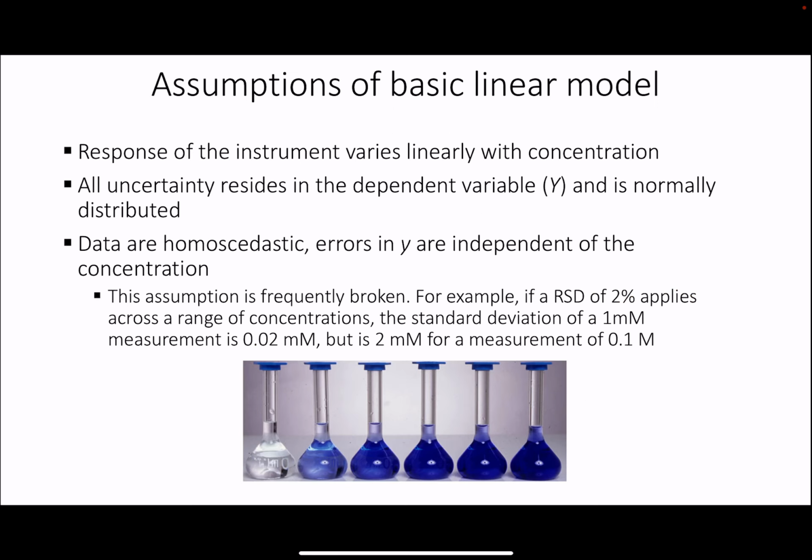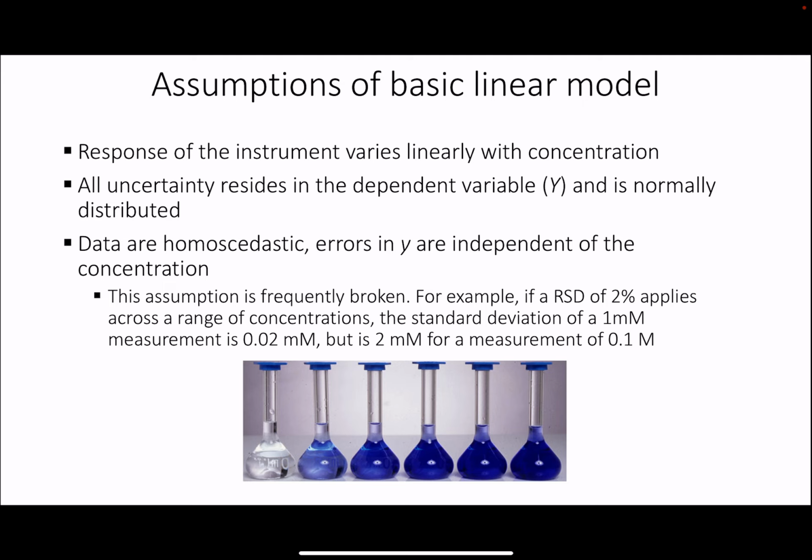There are a bunch of assumptions in the basic linear model. So you assume that the response of the instrument varies linearly with concentration, and that's usually based on good foundation. You also assume that all of the uncertainty resides in the dependent variable Y, and that uncertainty is normally distributed. So that means basically that this model assumes that you made your standard concentrations absolutely perfectly and there's no error there. It also assumes that the data are homoscedastic, meaning that the errors in the Y value are independent of the concentration. And this is important, and it's an assumption that's frequently broken.